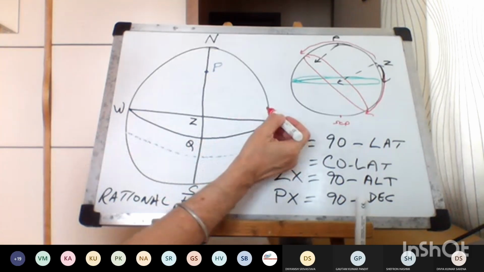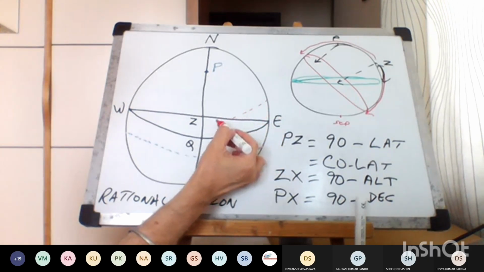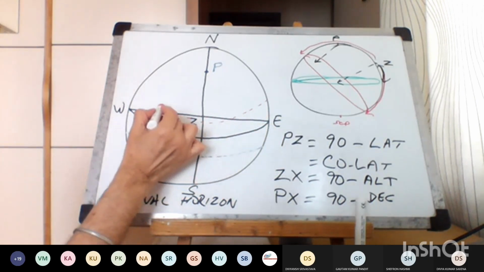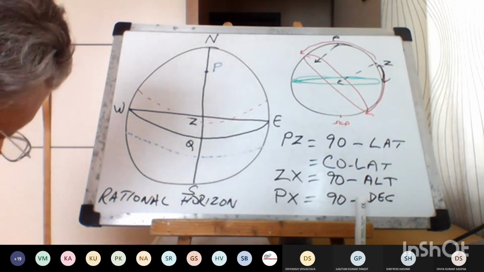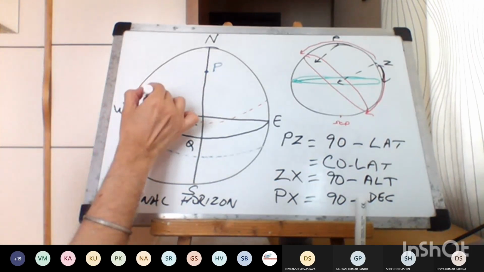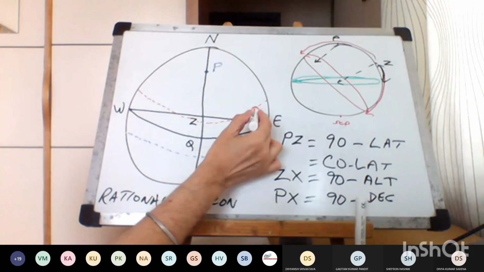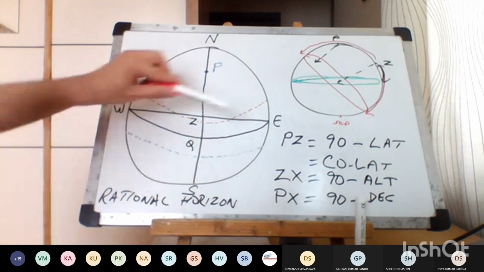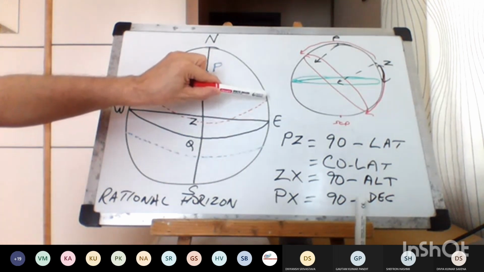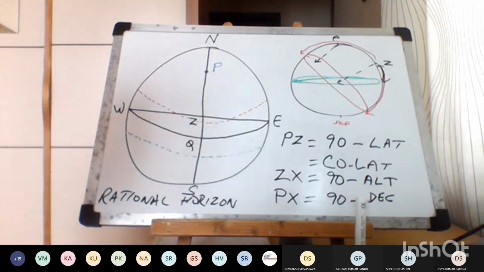A body in the north declination will rise north of the equinoctial and set like this. See the difference between the two bodies, one having north declination and one having south declination. North declination, when it is rising, if you take a bearing, it will be less than 90, maybe 80 degrees here. South declination body, when you take the bearing when it is rising, it will be more than 90, maybe 115 here.